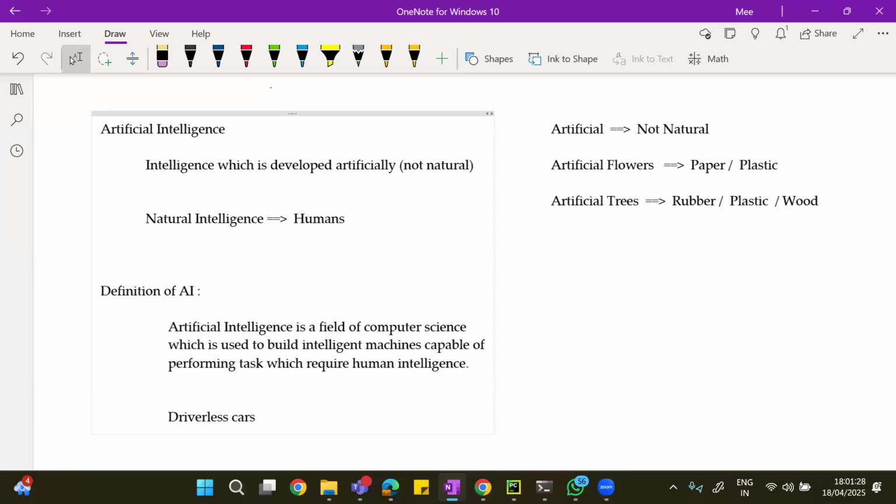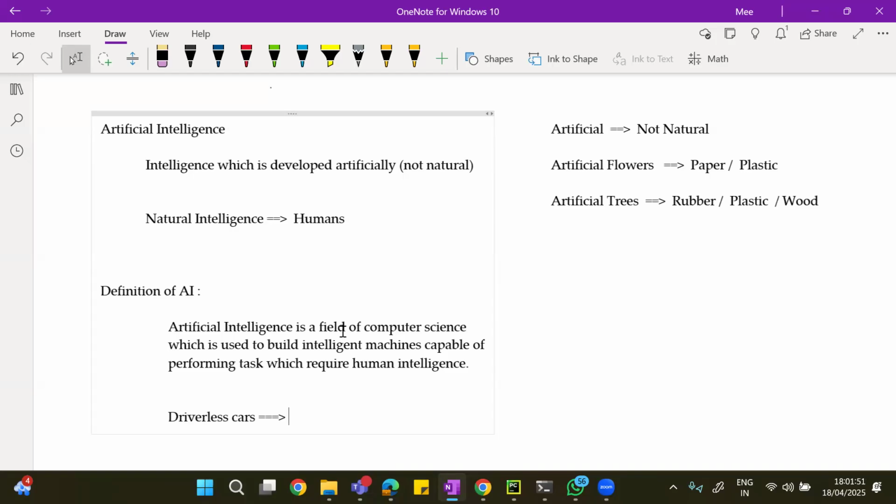Actually, the cars are designed for humans. We humans drive the cars because so many things are required. We have to see the signals, the front guy, the back guy, and who is coming from the left side. We have to look at the pedestrians. All these things we have to look at, and we have to run it.